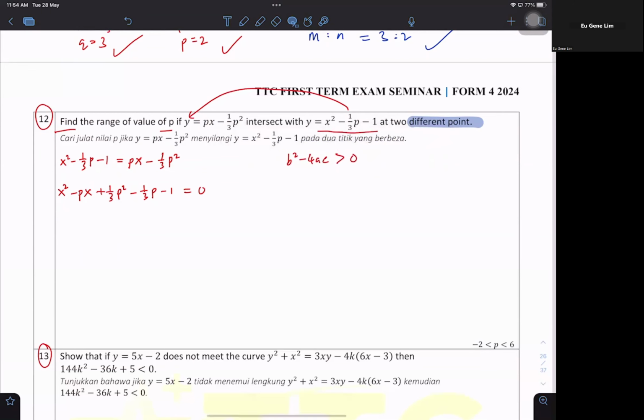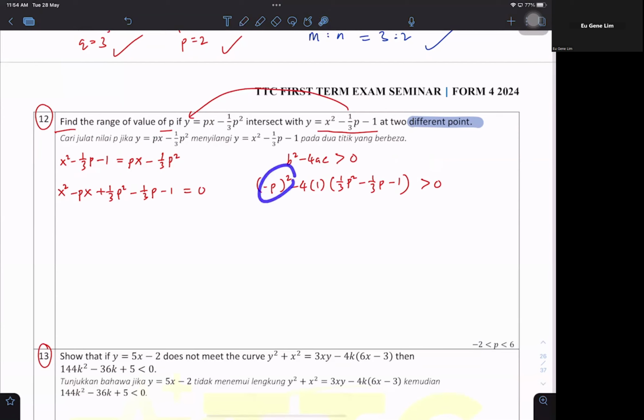Bigger than 0. Use bracket, B square. You see, use bracket, very important. Minus 4, A is 1. C is, wow, so many. Okay, never mind. Bigger than 0. Just write out everything.